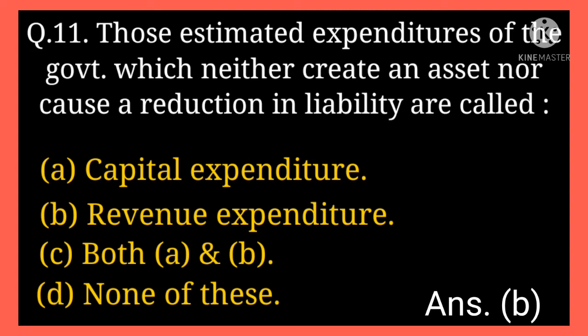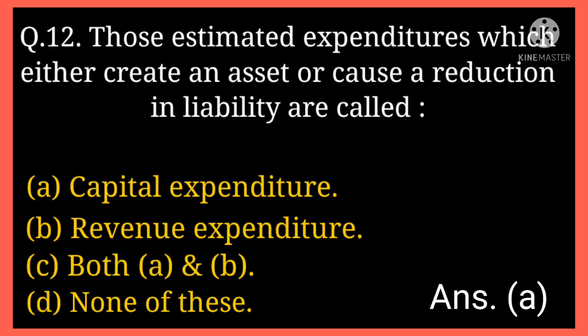Now question 11, those estimated expenditures which neither create an asset nor cause a reduction in liability, what is such expenditure called? Answer is B, that is revenue expenditure. Now those expenditures which either create an asset, meaning which build assets, or cause a reduction in liability, which reduce liability, what is such expenditure called? Answer is A, that is capital expenditure.